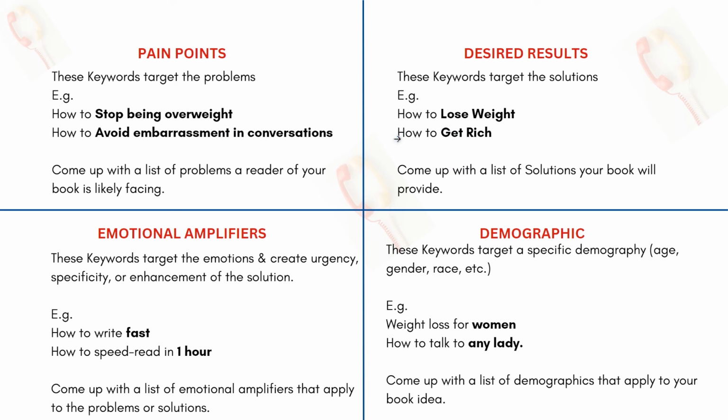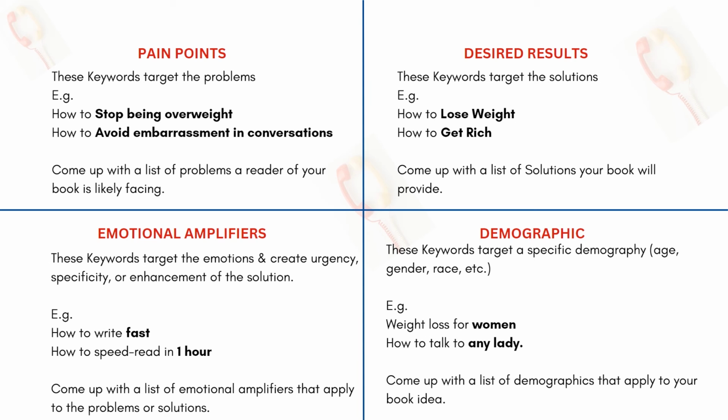These are desired results. Now for the pain point, come up with a list of problems a reader of your book is likely facing, and use that to form a description. For the desired results, come up with a list of solutions your book will provide and use these to form a description. We have emotional amplifiers. These are keywords that target the emotion and create urgency, specificity, or enhancement of the solution.